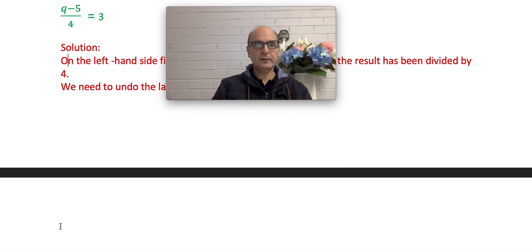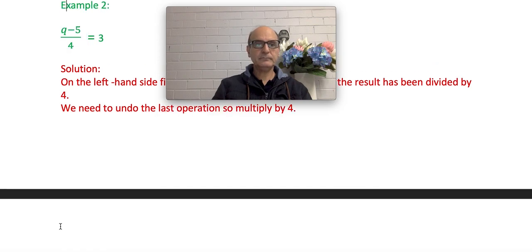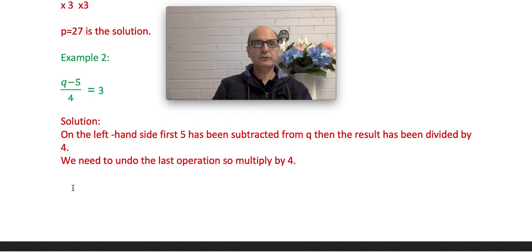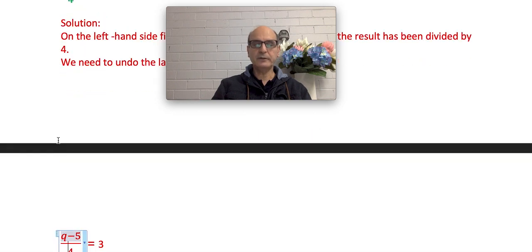Another example. Q minus 5 over 4 equal to 3. What has happened to Q? First 5 has been taken away, then divided by 4. So we've got to undo the last operation, which is division by 4 first. And undoing division by 4 is timesing by 4.